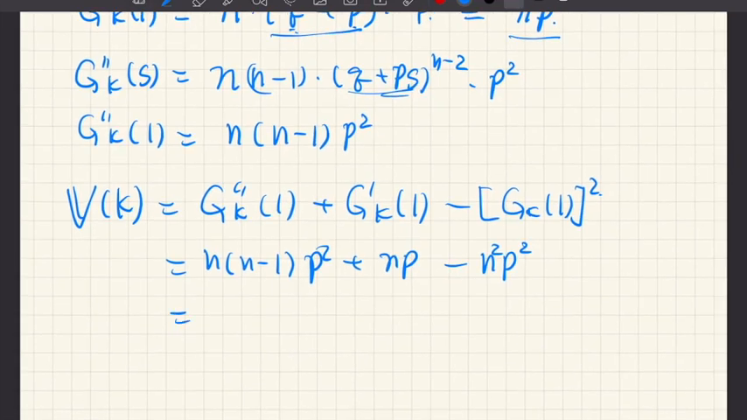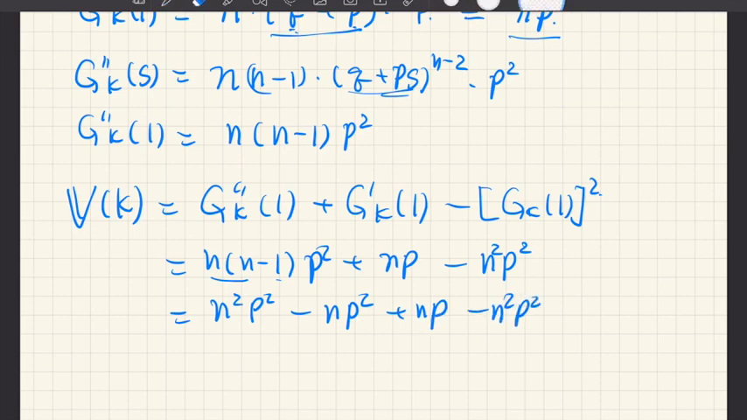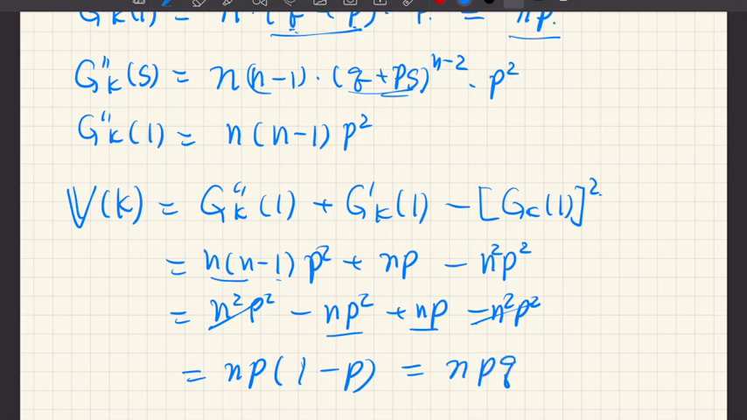Okay, so let's expand this. n squared p squared minus np squared plus np minus n squared p squared. This will cancel this, so we have np and np squared here. That gives np(1 minus p), which is npq. So this should be the variance of k.